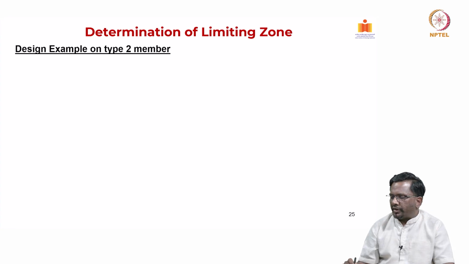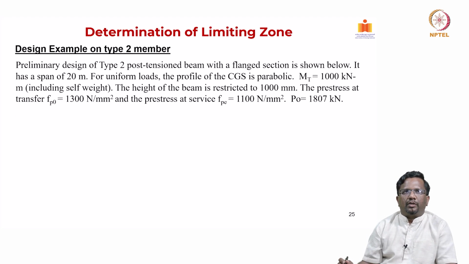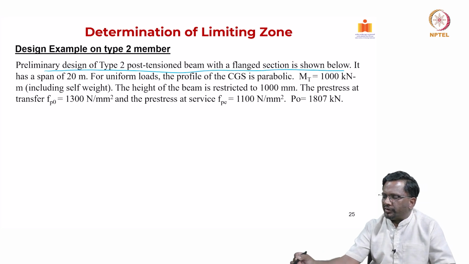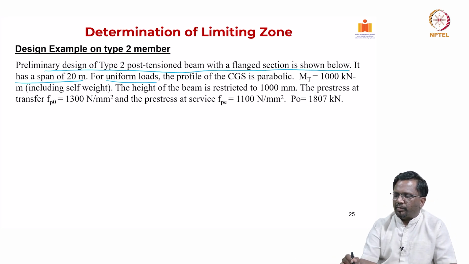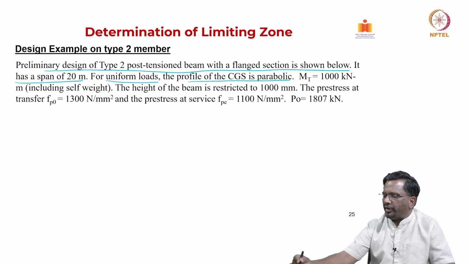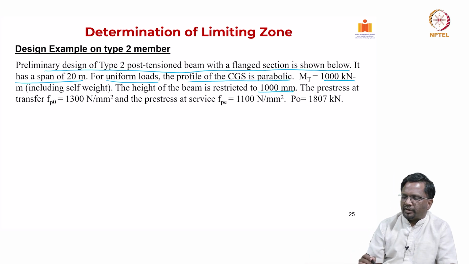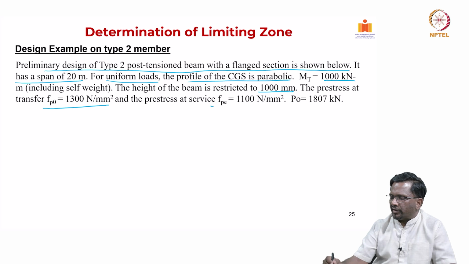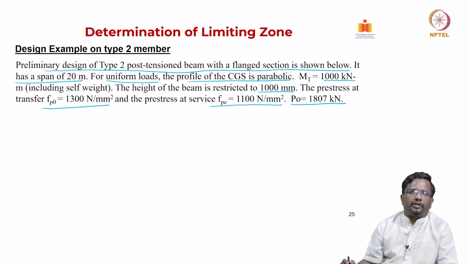Okay, now let us look at the design example for the type 2 member. The preliminary design of a type 2 member, a post-tension beam with flange section, is shown below. It has a span of 20 meters, it has uniformly distributed load, and the profile of the CGS is parabolic. MT is 1000 kilonewton meter, the height of the beam is restricted to 1000 millimeter, pre-stress at transfer is 1300 megapascal, at service it is 1100 megapascal, P naught is 1807 kilonewton.